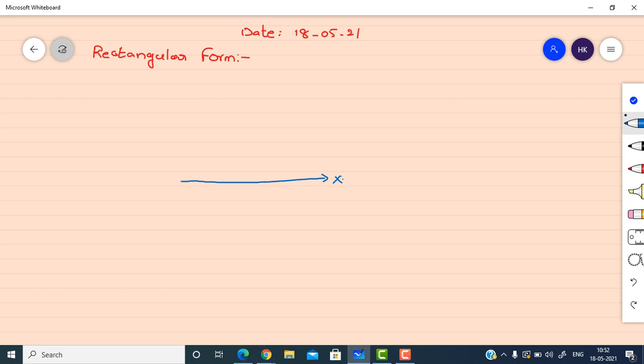This is the x-axis and this is the y-axis. I have a phasor. The magnitude, the length of this phasor, is represented as Im, the maximum value of the alternating current. This phasor I want to represent in the rectangular form. I already told you any alternating quantity, mathematically, we can divide into two components, those are x component and y component.